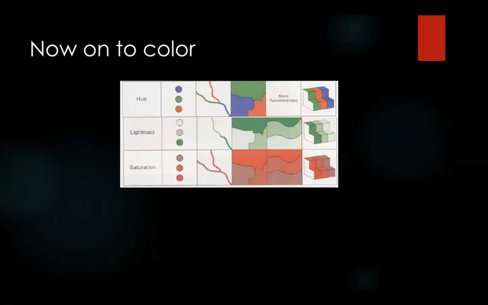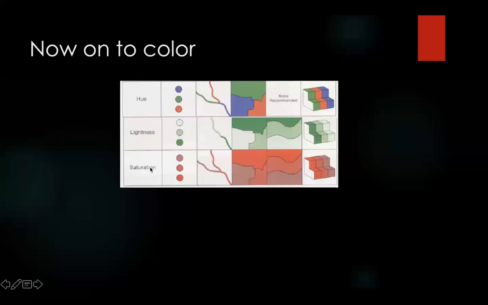Now let's talk about color. So we excluded this when we were talking about the visual variables because I wanted to focus specifically on color in this video. I'm here to tell you that color is actually made up of three visual variables: hue, lightness, and saturation.